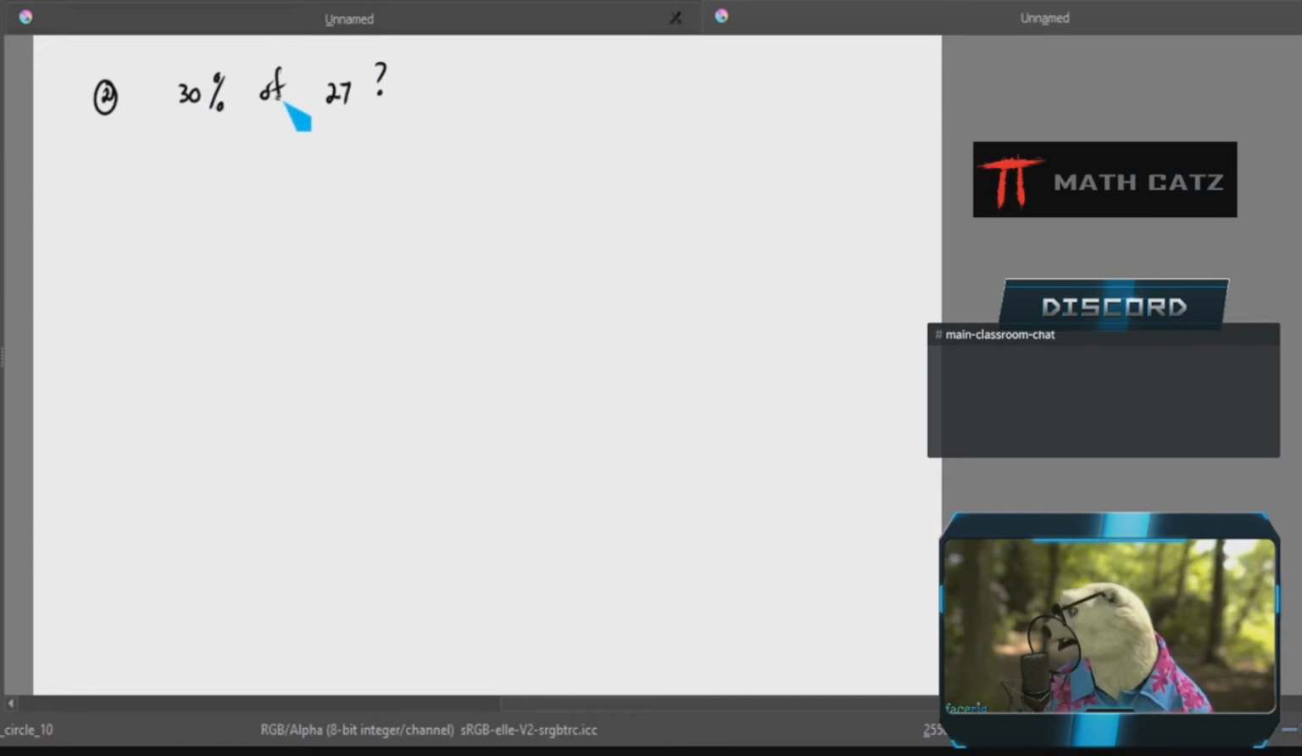Notice here that this is the word "of," not "off" with two F's. That's a completely different thing. So if language isn't your thing, please pay attention to the word we're using here. I'm taking a percentage of a number, a portion of some quantity.